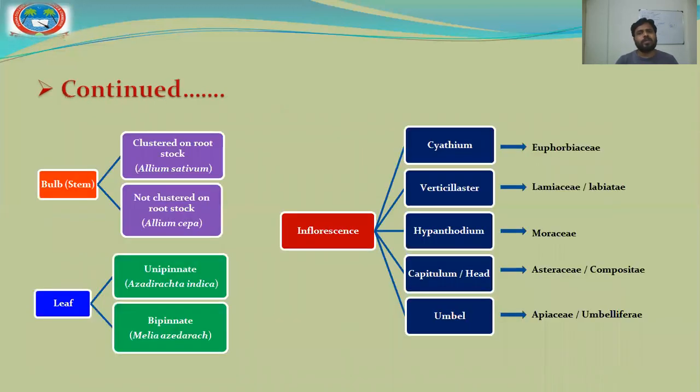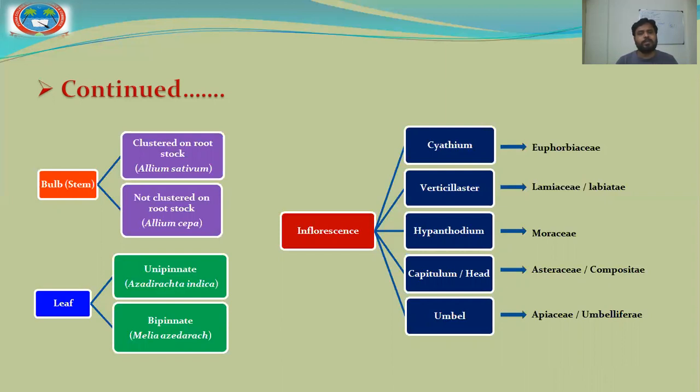In the same way, other characteristics are also responsible for the classification. For example, the characters of the stem. Bulb is one modified structure of the stem, which is called a bulb. So, if the bulbs are present clustered on a rootstock, that is present in Allium sativum, while the bulbs are not clustered on the rootstock.